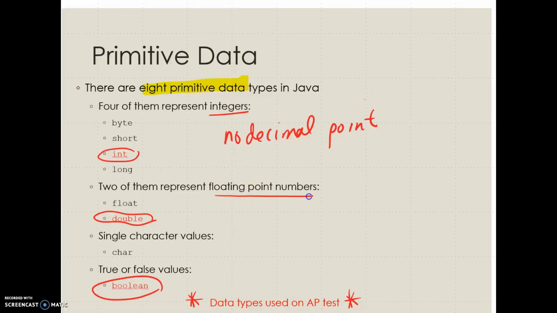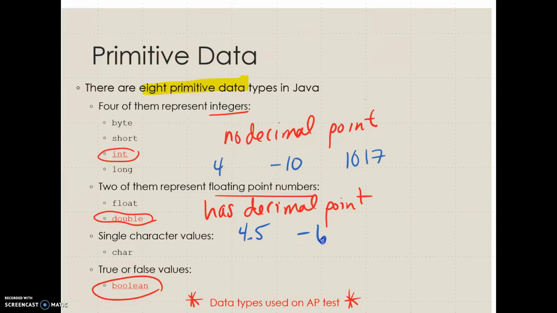A floating point number has a decimal point. Now, just because it has a decimal point doesn't mean the value has to have a decimal. So for example, when I talk about possible integers, I could have 4, I could have -10, I could have 1017. When I talk about floating point numbers or doubles, I could have 4.5, -6.7891, or I could have 10. Even though 10 doesn't have a decimal point as part of its value, it can be represented as a floating point by adding on a 0.0. And then we have our Booleans, and Booleans are either true or false, and we'll get into that more in a minute.